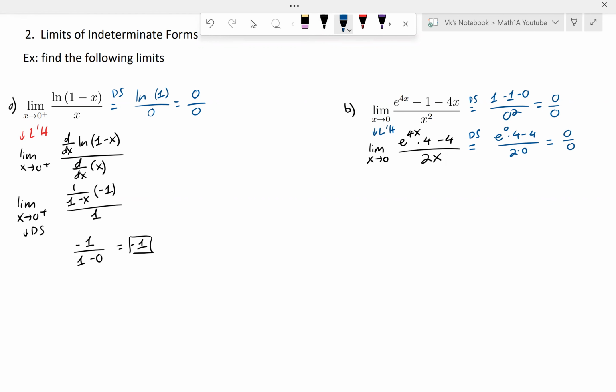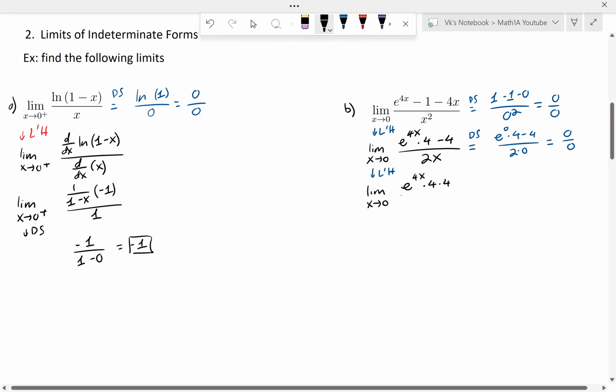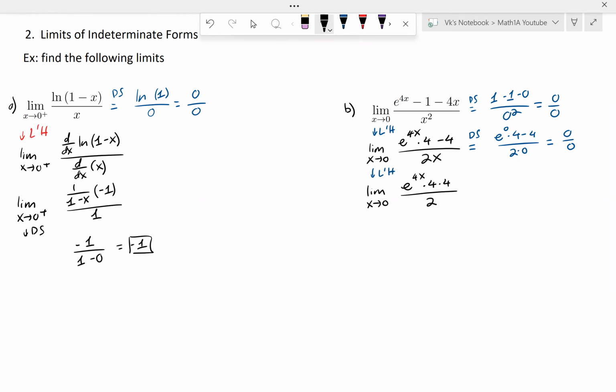Another indeterminate quotient, so reapply LH. Limit as x goes to 0. Derivative of the top now is e to the 4x times 4 times 4 over 2. And then from here we have just the limit as x goes to 0 of 8e to the 4x. So after direct sub, we have 8e to the power 0, which is 8, and that is the limit. Pretty cool.